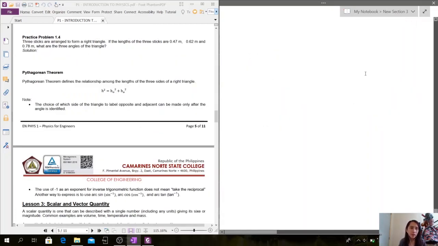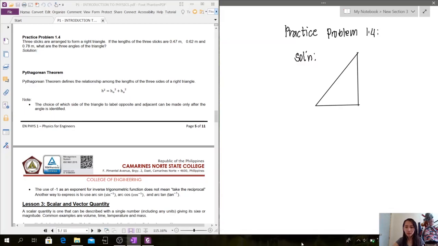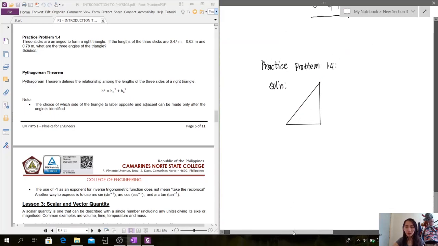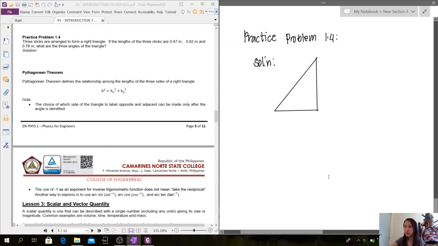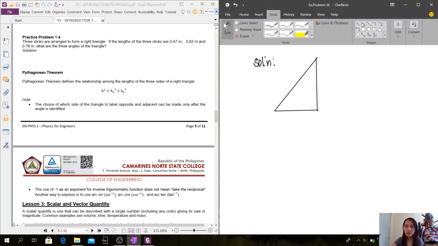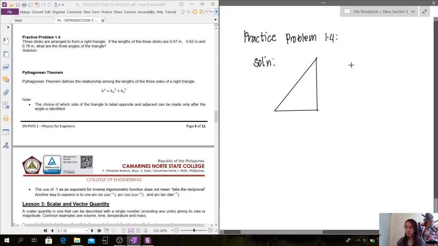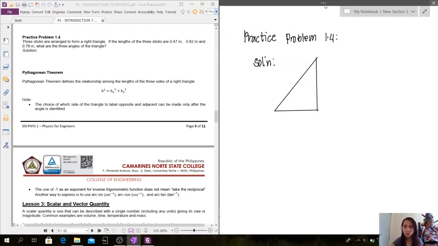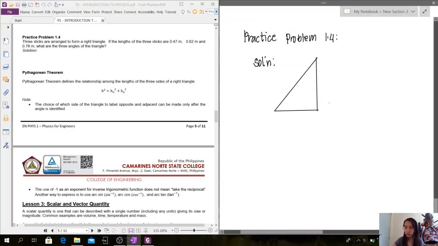So, pause this video to try to solve practice problem 1.3. If you're done, let us solve and check if your answer is correct. So, first, let us have the figure. According to the problem, the three sticks are arranged to form a right triangle. Since the triangle is a right triangle, this angle here is equal to 90 degrees.